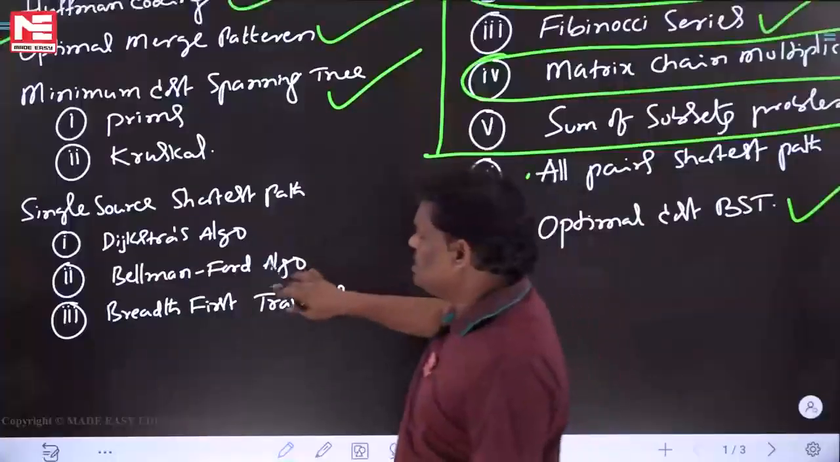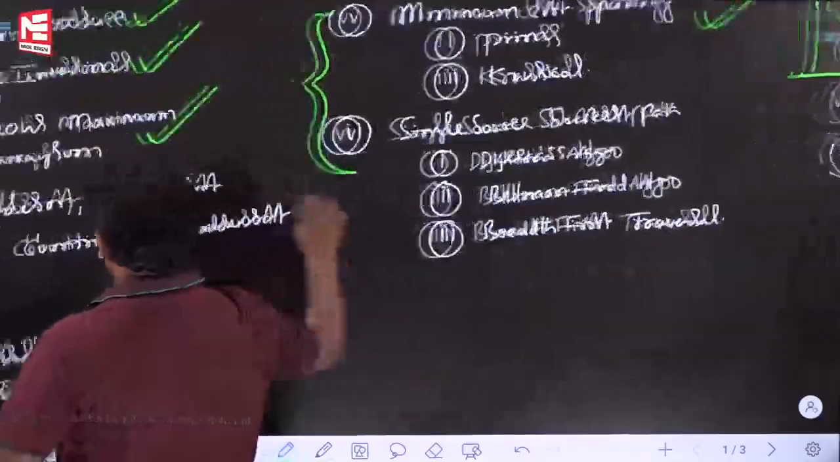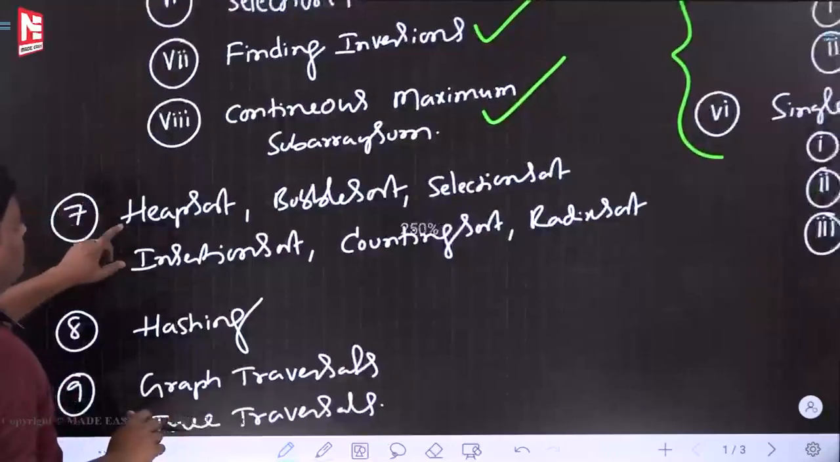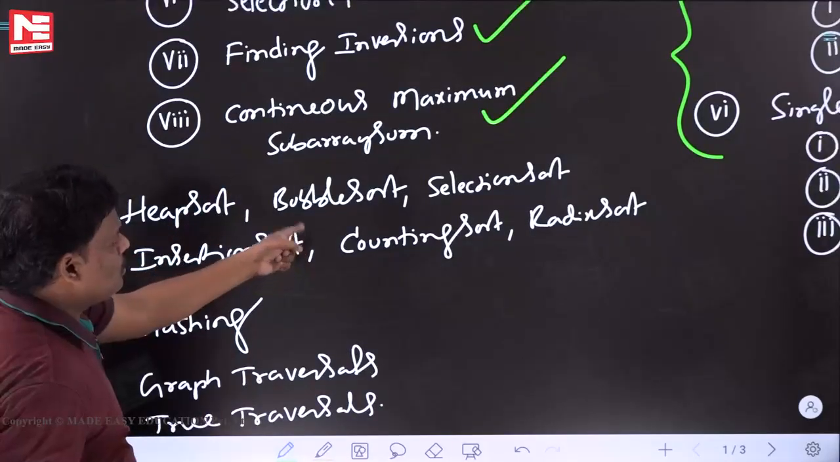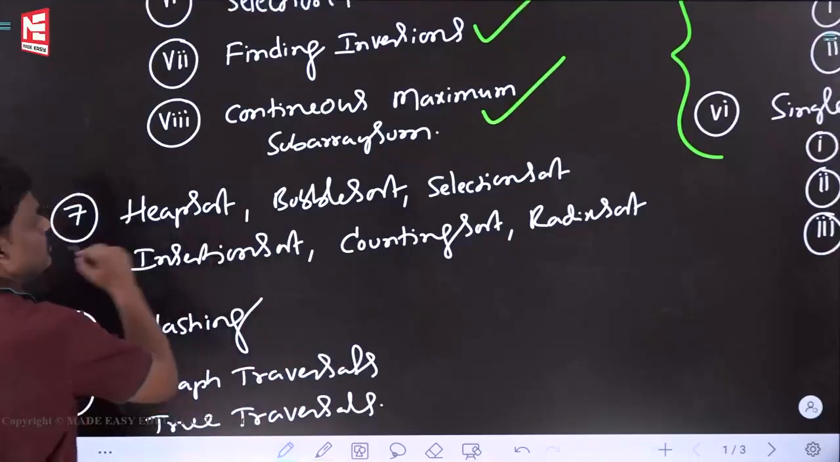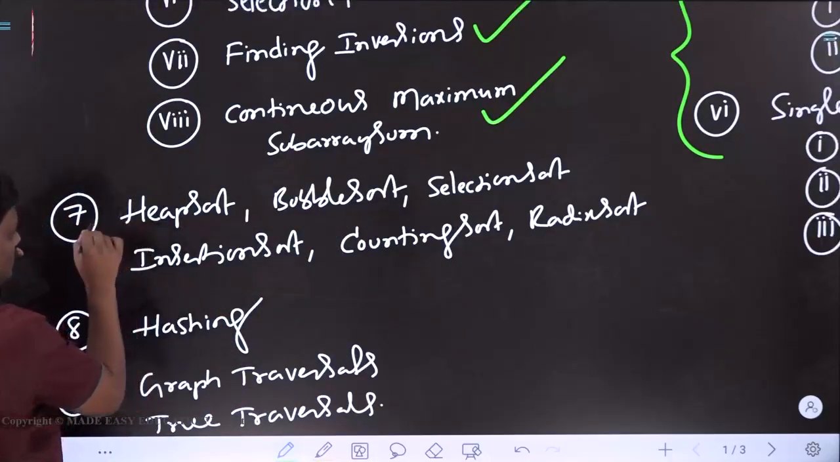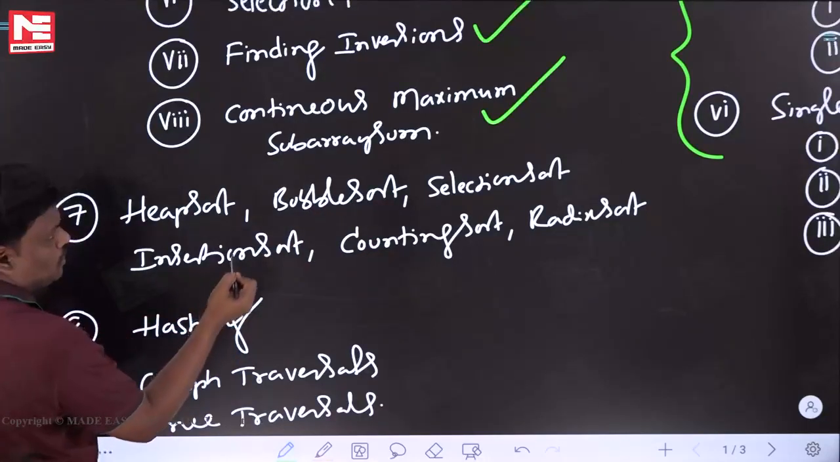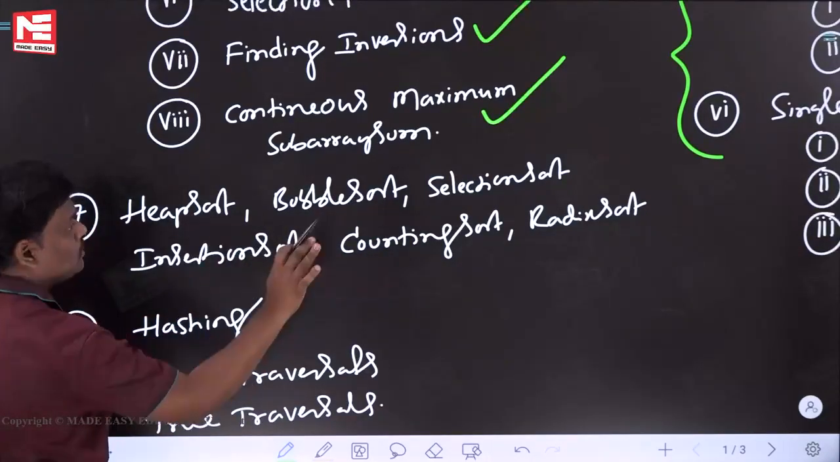Now let's go to the 7th chapter. The 7th chapter in the algorithm subject covers heap sort, bubble sort, selection sort, insertion sort, counting sort, and radix sort. All these things I will explain.